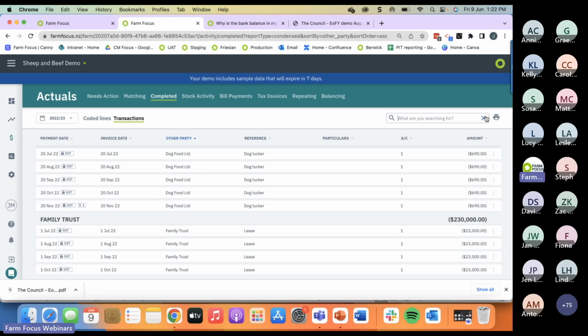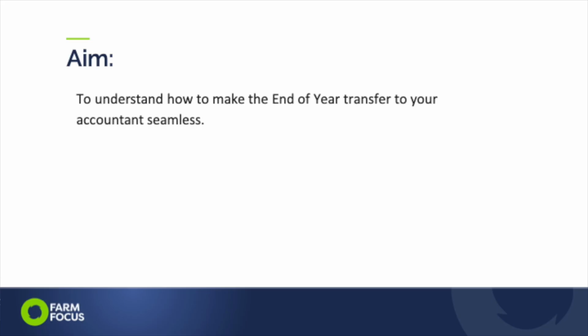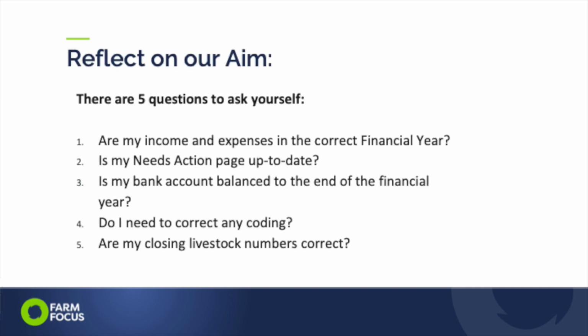So that's about it for this afternoon. Let's go back to the aims of our webinar. Our aim for this webinar was to understand how to make the end of year transfer to your accountant seamless. What I did to do that was ask myself 5 questions. The first question I asked myself was, are my income and expenses in the correct financial year? And can you remember how I updated the invoice date? I'm sure that the invoice date is the date that dictates what financial year a service was undertaken.